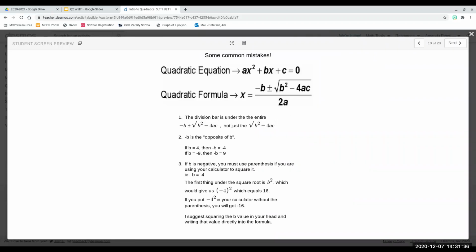So here's a list of some common mistakes to look out for with the quadratic formula. The first one is that the division bar extends all the way across the numerator, so it includes the negative b plus or minus the square root of b squared minus 4ac. Okay, that's all included.